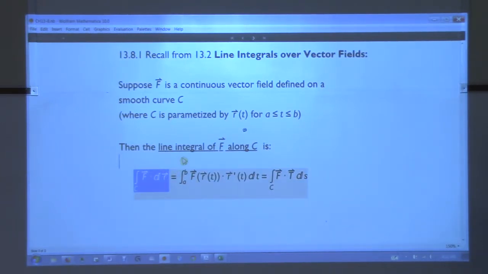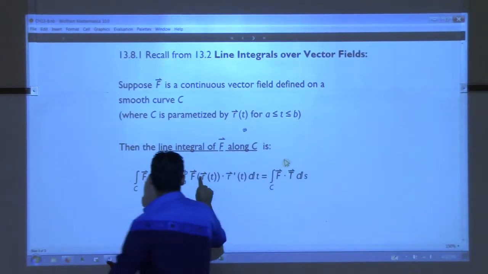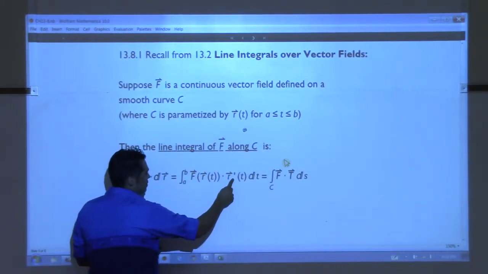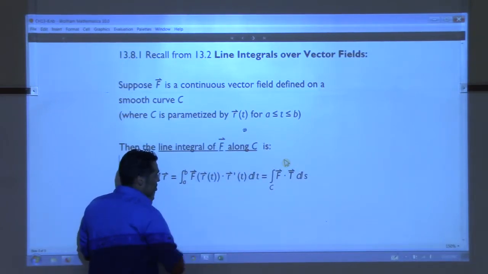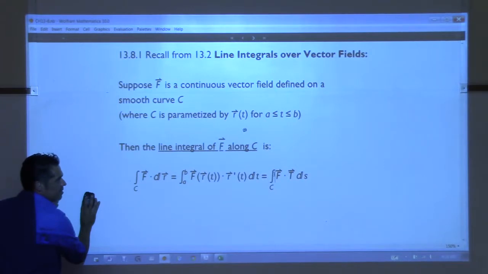We said we had to have a field, we had to have a curve, we had to have a parametric representation or a vector function that drew the curve. We needed to know the limits on t, and then what we'd do is compute this right here. You just had to evaluate the field on the curve and dot that with the derivative of the parametric representation of the curve. And this was just another way of writing the same thing. We didn't get too much into that.